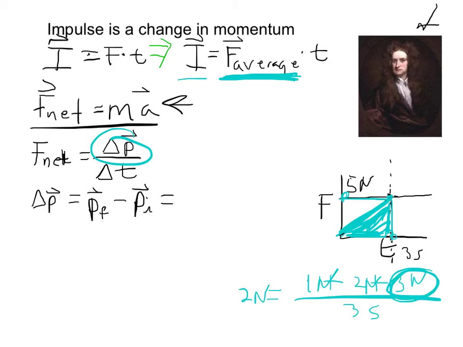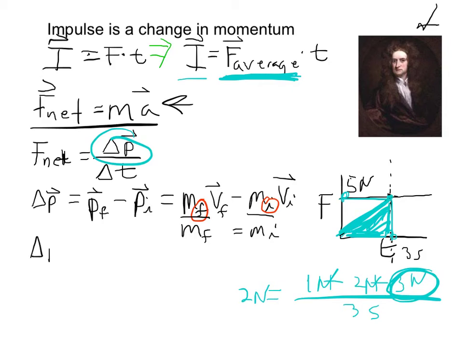And now we can write momentum as what we know it is, m times v. So final mass times final velocity minus initial mass times initial velocity. Now, most objects that we deal with are going to have the same mass throughout. Objects' masses generally don't suddenly change. So if we say mf is the same as mi, then we can factor out the mass and rewrite change in momentum as m times vf minus vi.